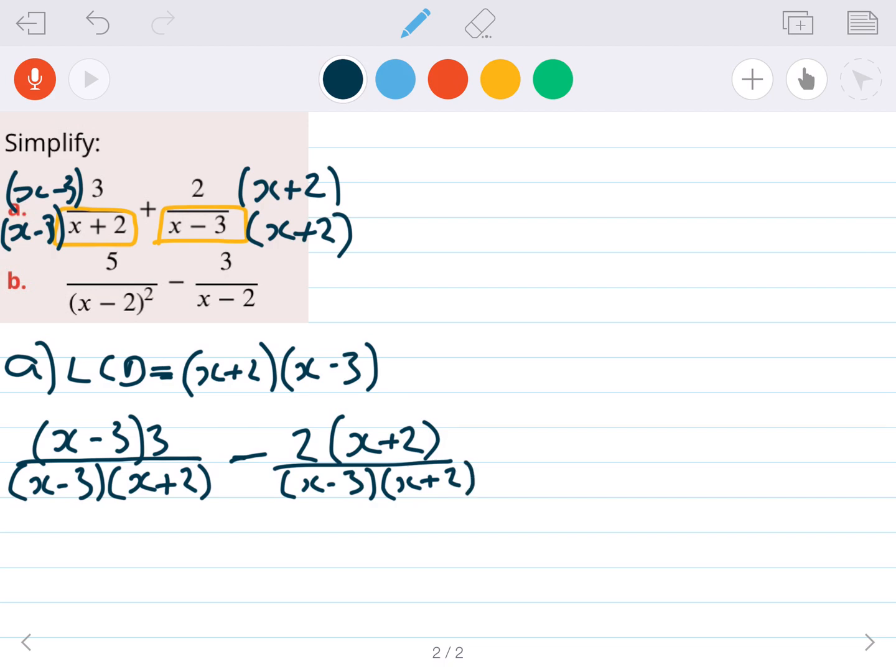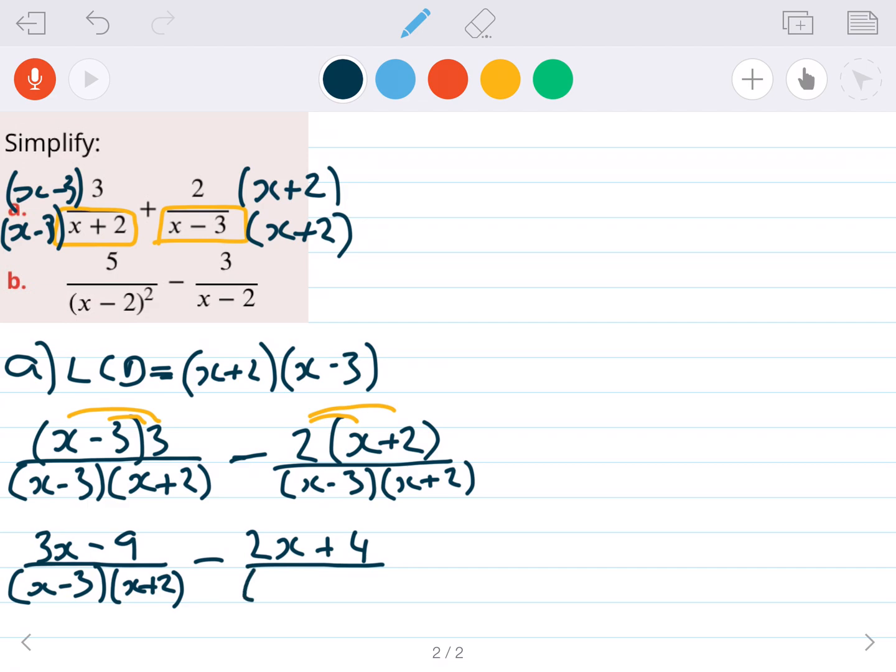So, all you need to do now is expand our top, because we've got the same denominator, so we can plus and minus them. So we just need to use our distributive law to expand our brackets at the top. So we've got x times 3 is 3x. Negative 3 times 3 is negative 9. This is all over x minus 3, x plus 2. Then we need to take that away from 2 times x, so 2x. 2 times 2 is 4, all over x minus 3, x plus 2. Oh, that should be a 2. Let's do that one again.